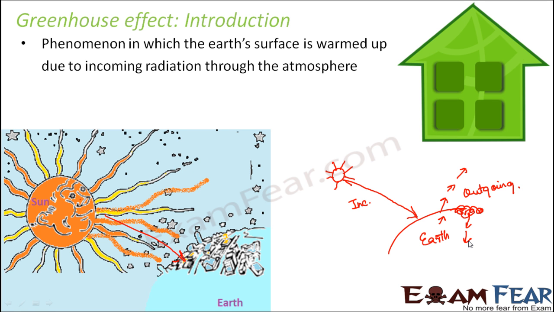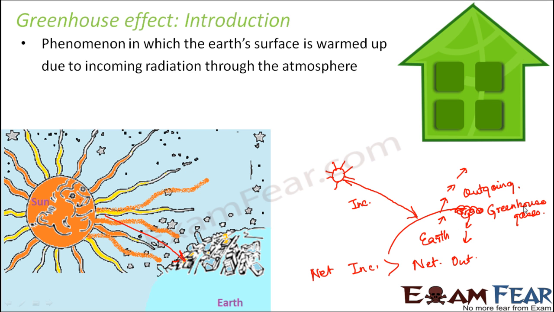So what is happening due to the presence of these greenhouse gases? Due to the presence of these gases, the net incoming is a lot more than the net outgoing, because from this side incoming radiation is coming inside the earth, and here also some part of the outgoing infrared radiation is coming back into the earth. So the net incoming is more than the net outgoing. So therefore what will happen? More radiation is coming inside the earth. That means the temperature inside the earth is more. So basically the earth's surface is warmed up.